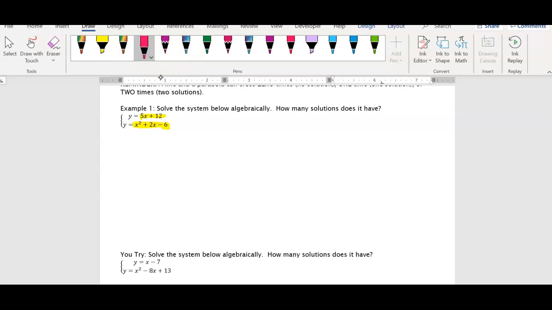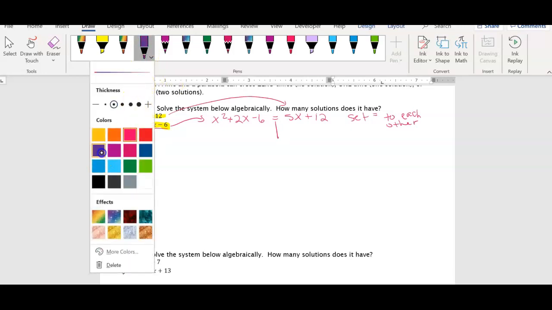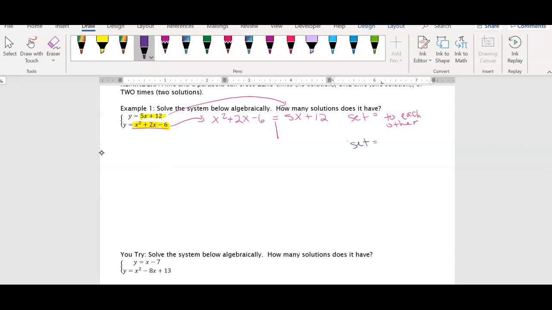My suggestion would always be to write the squared equation first. So I'm going to write x squared plus 2x minus 6 equals, and then I'm going to take the second part, the 5x plus 12, and write that next. So what we're going to do here is two things in the same step. I want to set this equal to 0. I'm setting them equal to each other, and now I'm going to set them equal to 0.